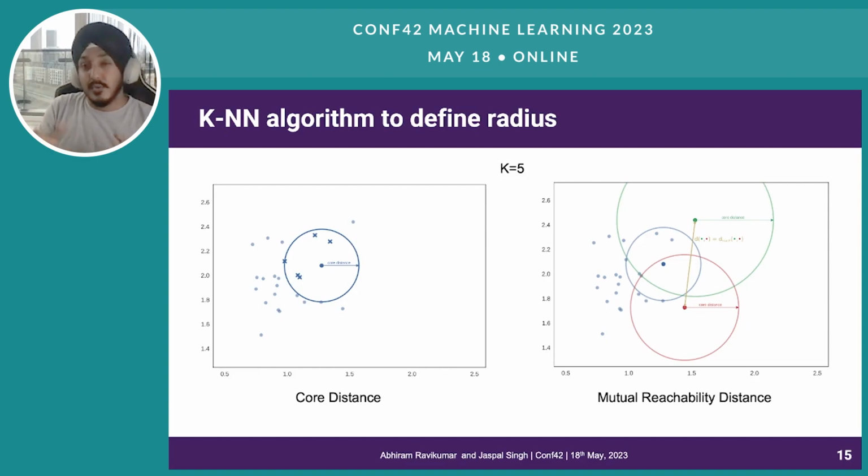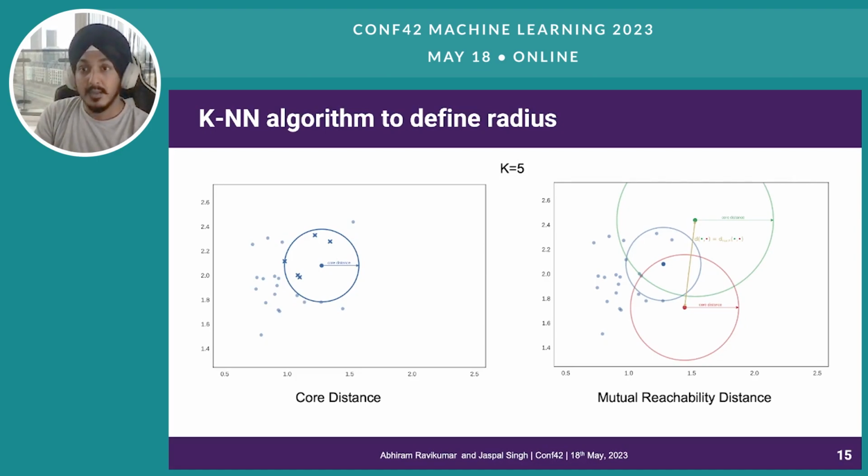Now, that is the core distance, and when we define this minimum number of points in a cluster, we will find out that at some places, your cluster size is huge. Like you see on the right hand side, the cluster size for the green circle is really, really high. On the left hand side, the blue circle is small because the data points are closer to each other.